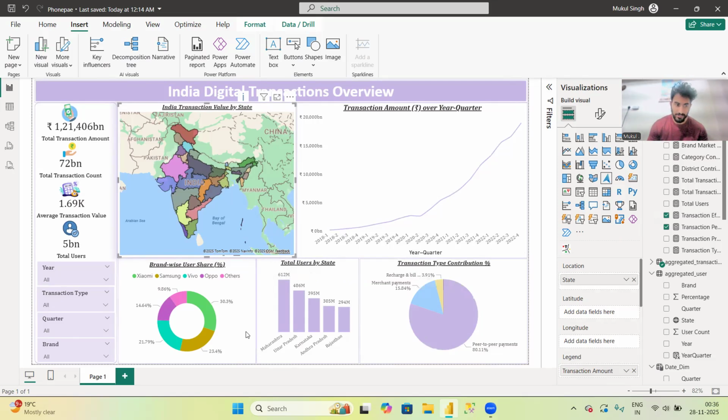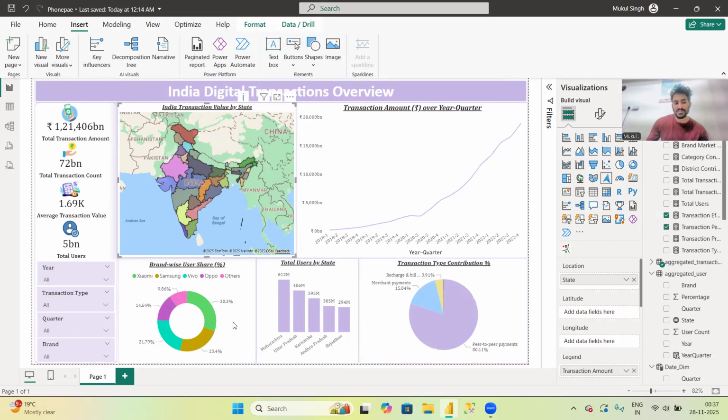Now we see the models. Smartphone, the engine behind adoption. On the bottom left, we have brand-wise user share. Smartphone brands play a major role in enabling digital finance. Here is the breakdown. Xiaomi leads with 30% share, followed by Samsung 23%, Vivo 22%, Oppo 15%, and the remaining others only around 10%. This distribution highlights that affordable Android devices are the backbone of India's digital payment ecosystem.